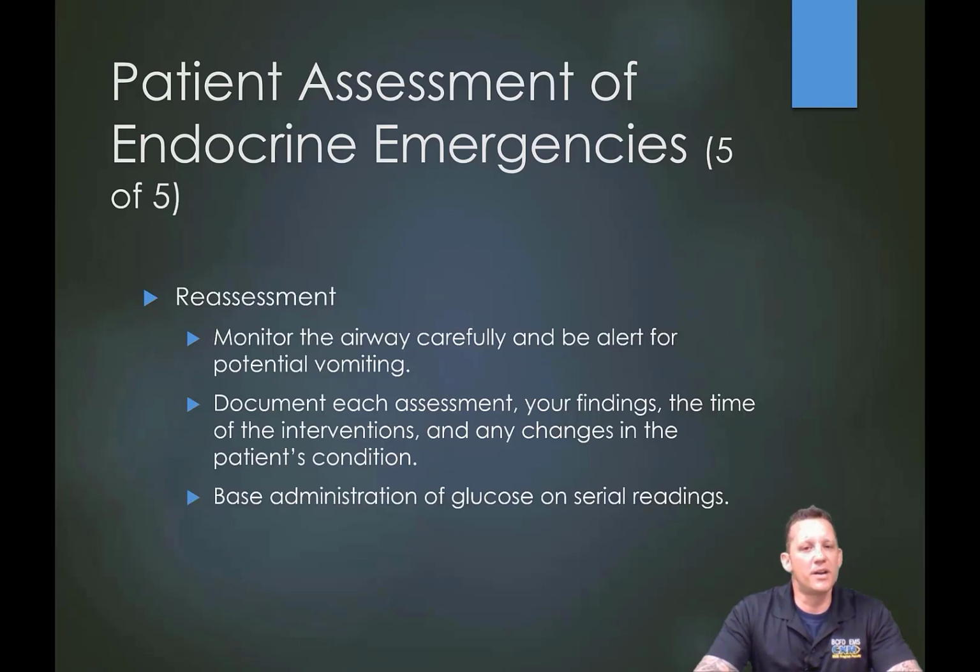Reassess your patient, make sure that you're monitoring their airway, especially if they're obtunded or if they have some kind of exceptional altered mentation. You're going to document everything that you can and rule in and rule out the things that you needed to do and your interventions.